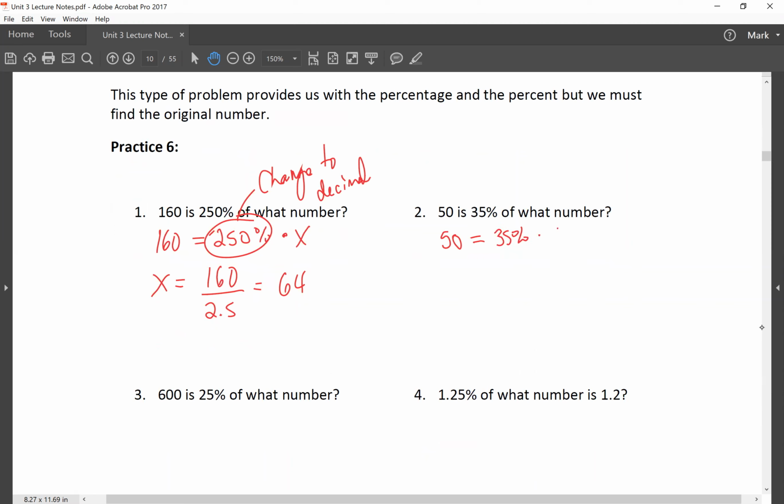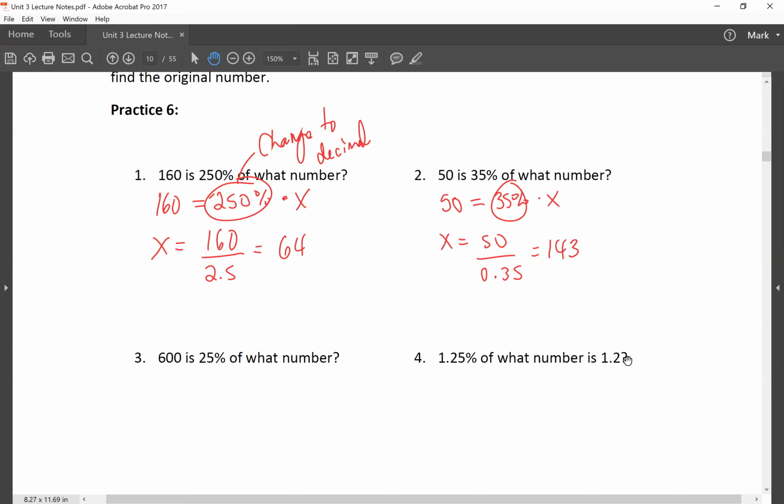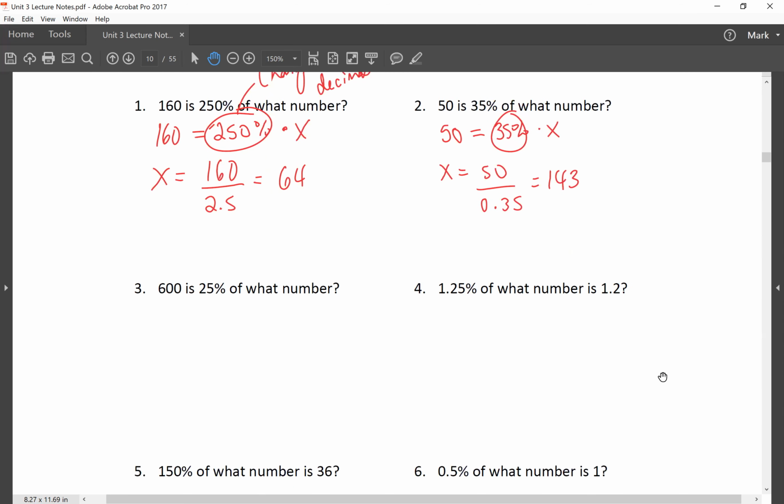35% of what number? So again, change that to a decimal. X would be 50 over 0.35, and you'd get your answer. Okay, 143, or my calculator says 142.85. I'm just going to say 143. Okay, number 4 is worded a little differently.